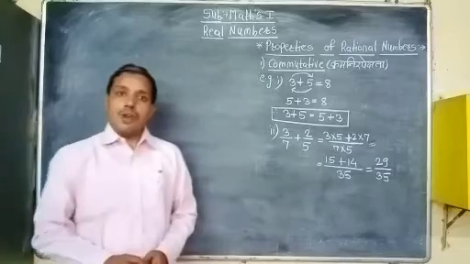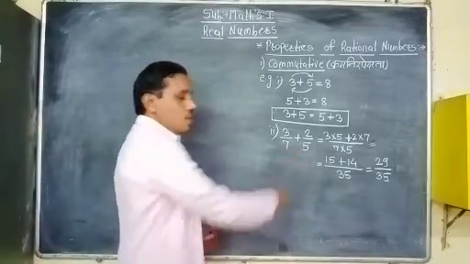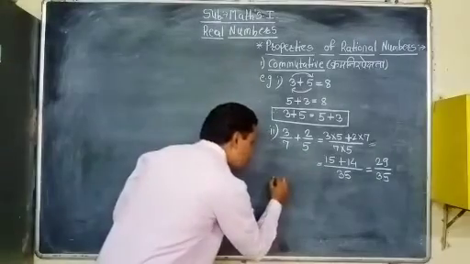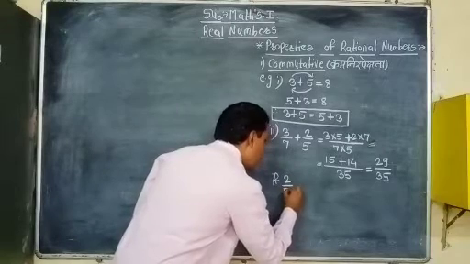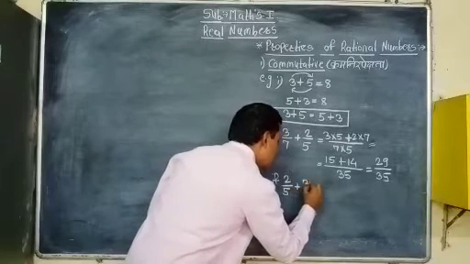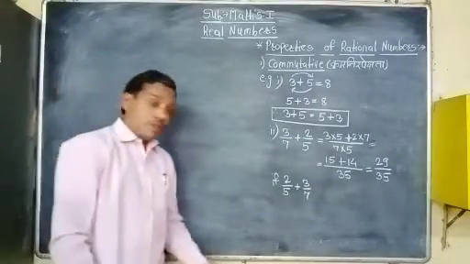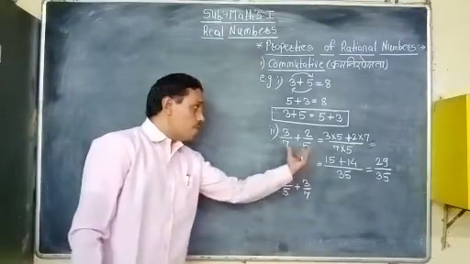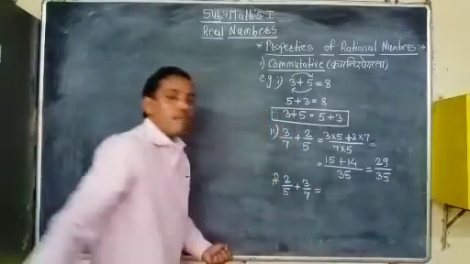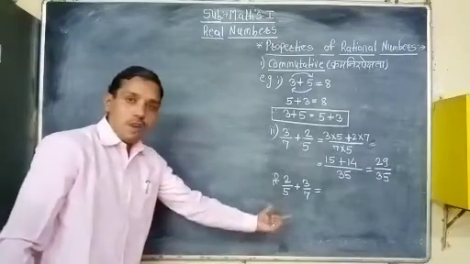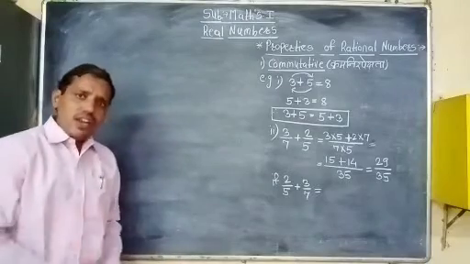That means the addition of 3 by 7 and 2 by 5 is 29 by 35. If we again replace the positions of those rational numbers, that is, 2 by 5 plus 3 by 7, what happens? If we interchange the positions of the two rational numbers, what happens? We see again that the bases 5 and 7 are not the same.